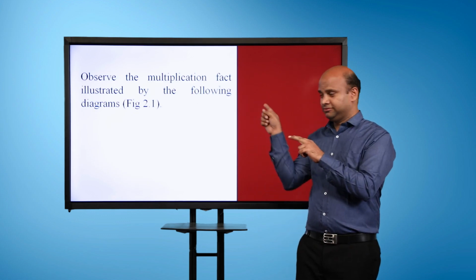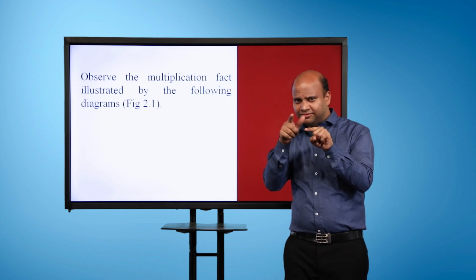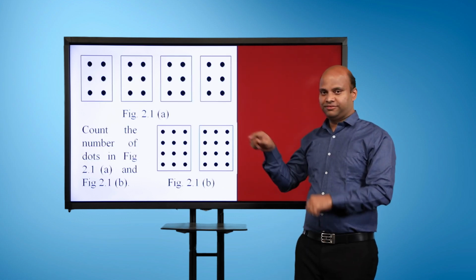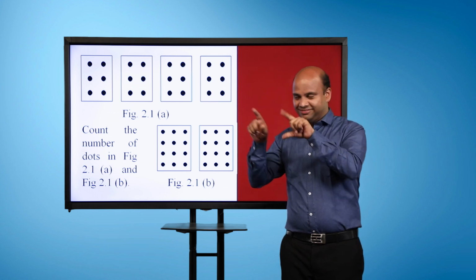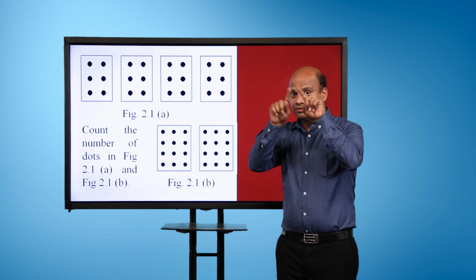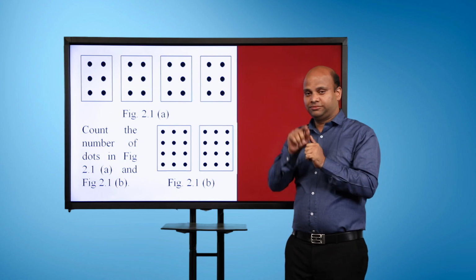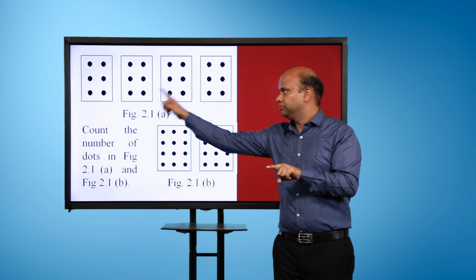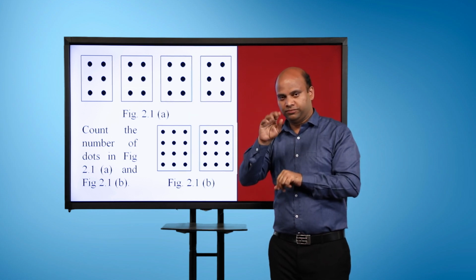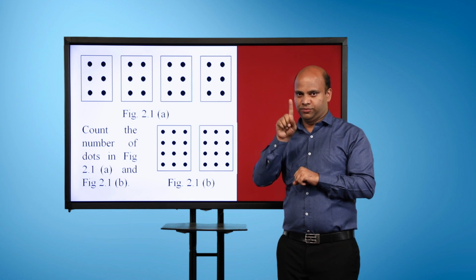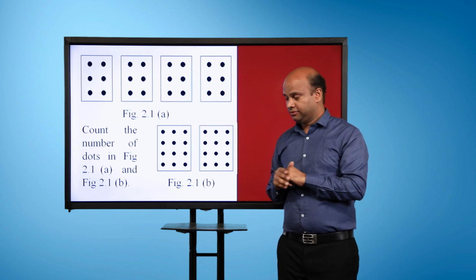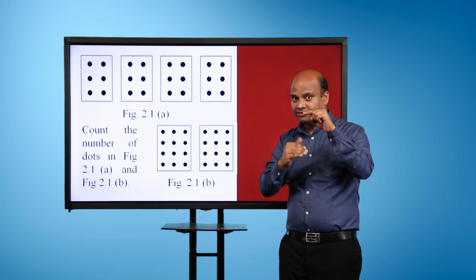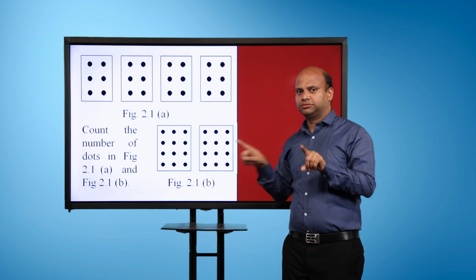Observe the multiplication fact illustrated by the diagrams here. We have two figures here, figure A and B. Both have a few boxes with dots in them. Figure A has 4 boxes, and in each box we have 3 rows of 2 dots each. In figure B we have 2 boxes, and each box has 4 rows of 3 dots each.